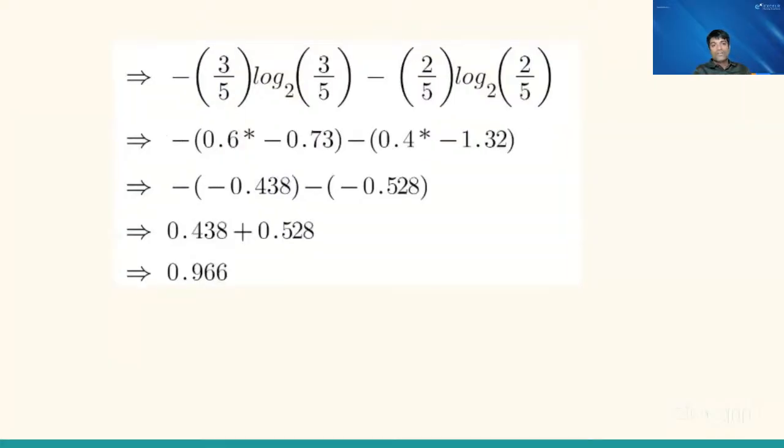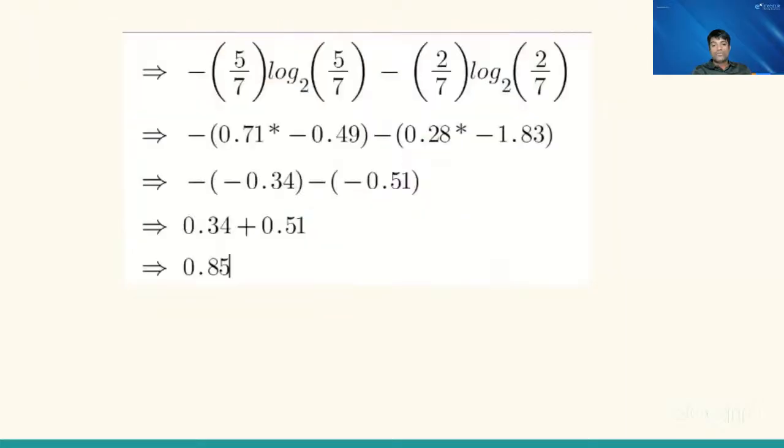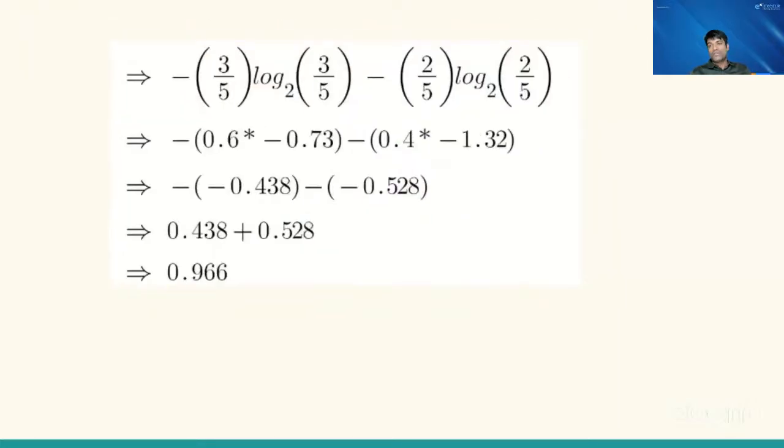Let us go to this third feature. Here you can see the third feature, 3 yes and 2 no scenario. So total outcomes are 5. So it becomes 3 by 5 for yes case and 2 by 5 for no case. So again, minus 3 by 5 into log of 3 by 5, and again 2 by 5 into log of 2 by 5. Same calculation, you get 0.966.